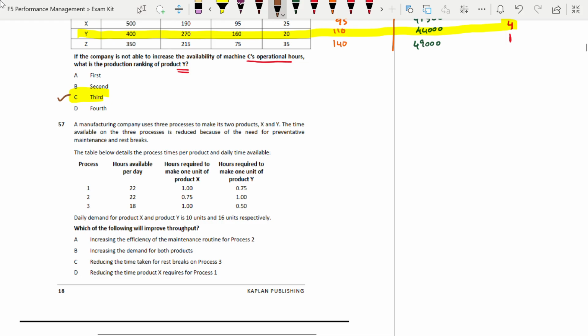A manufacturing company uses 3 processes to make 2 products. The time availability for process is reduced because of the need for preventive maintenance. The table below shows the process times per product and daily time available. 22, 20, 18 hours. This is the hours required to make 1 unit of product. Now daily demand for product X and product Y is 10 units and 16 units. Okay.